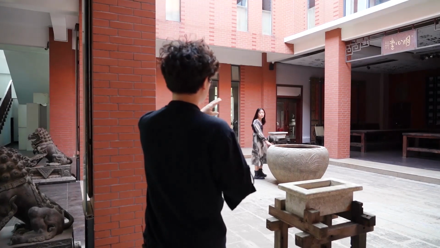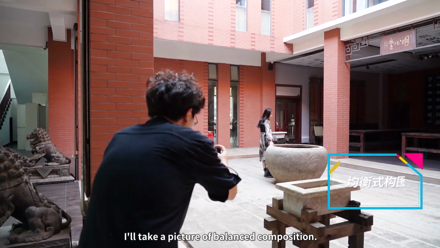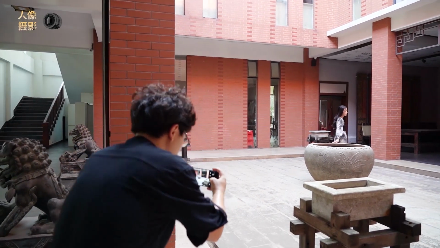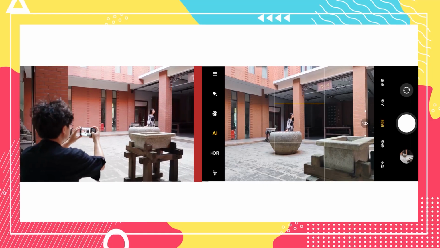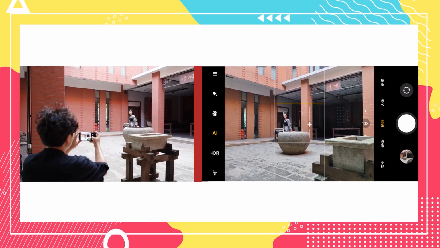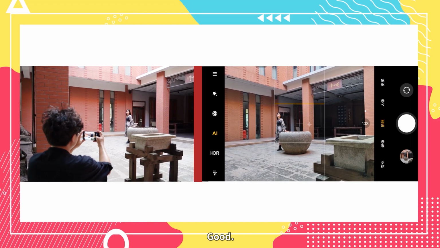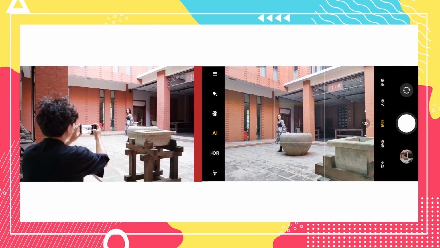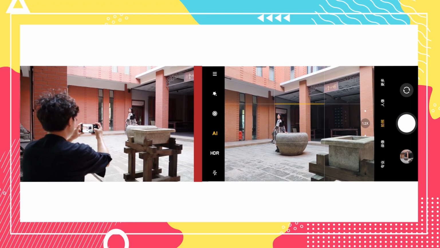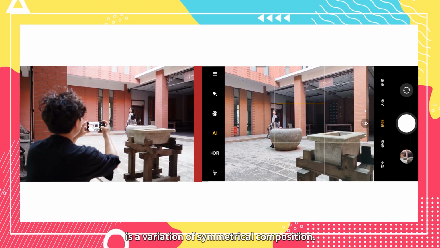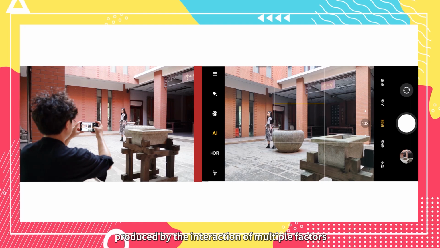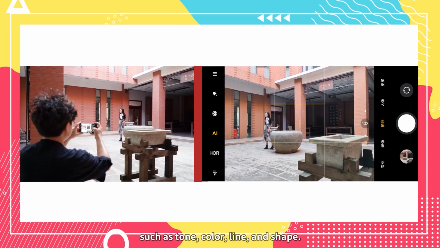Walk over there slowly. I'll take a picture of balanced composition. The factors that affect the balance include size, blur, light, and contrast. Okay, turn around and walk back. Look at me and smile. Good. Okay, turn your back to me. Balanced composition is a variation of symmetrical composition. It is a visual effect produced by the interaction of multiple factors, such as tone, color, line, and shape.